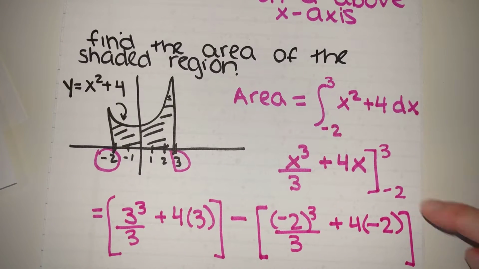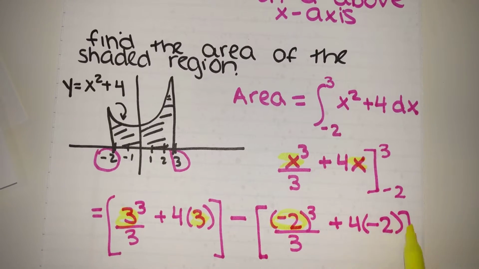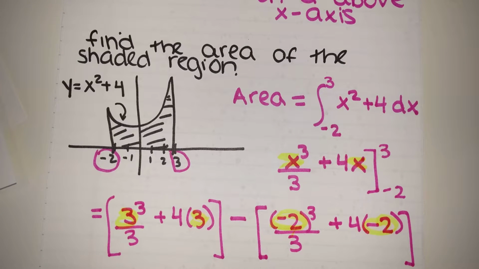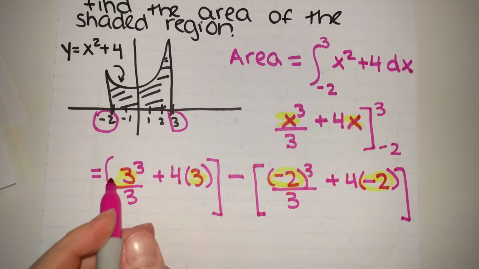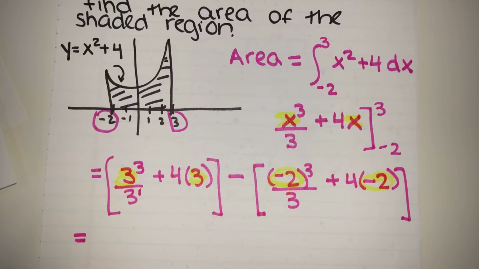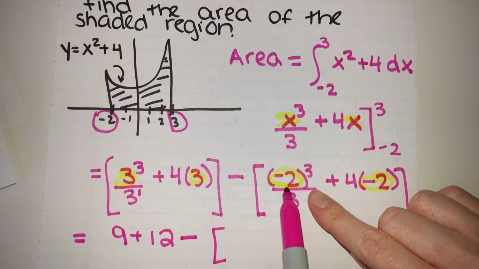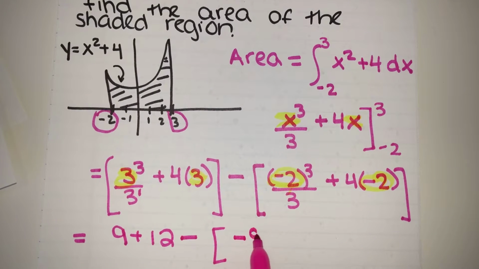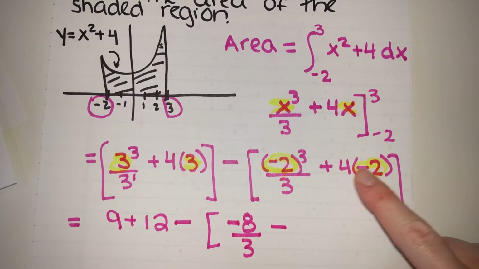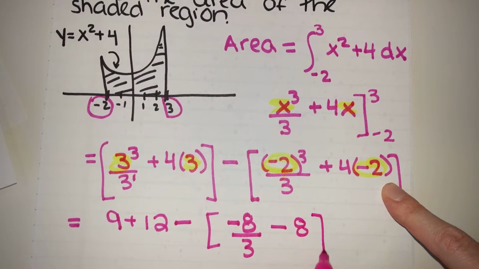All right, so again, the 3 is replacing all of our x's here, and then the -2 will replace all of our x's in the second bracket. And then you just have to be super careful about your simplification of this. So the 3 to the third, notice that you really could cancel out one of those exponents. So you'll get 9 plus 12. Then you have minus. Now inside of this bracket, we have a -2 to the third. So that gives us a -8 over 3. And then 4 times the -2 will give us a -8.